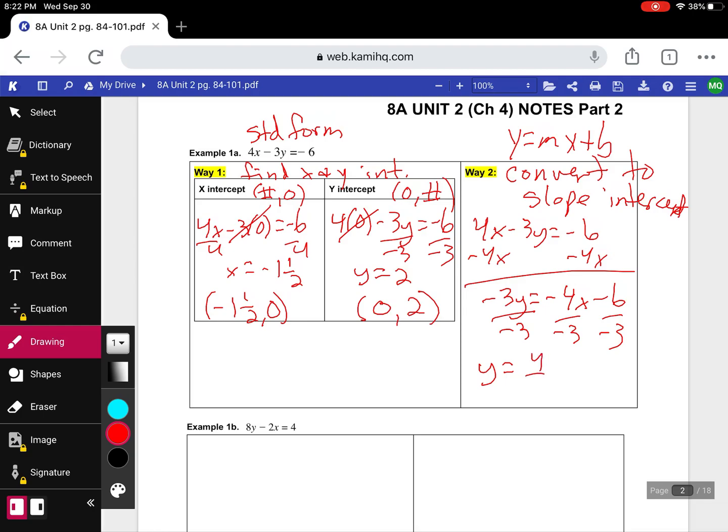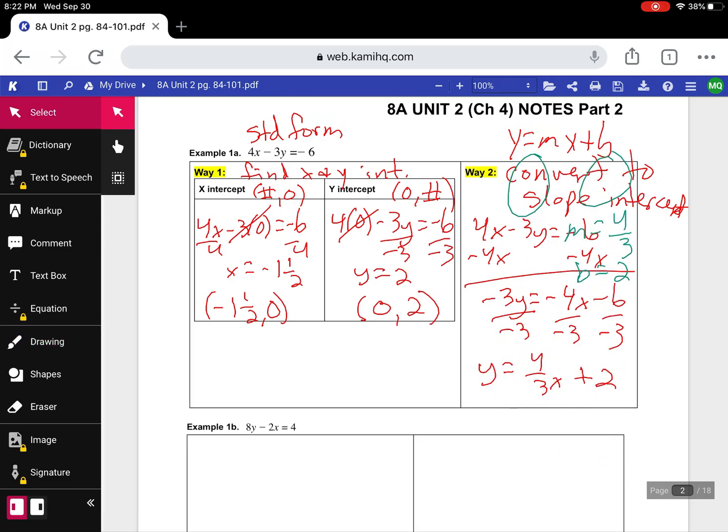Divide by negative 3. We get y equals 4/3 x plus 2. Okay, and from that I'm going to pull my slope, which is 4/3, and my y-intercept, which is 2. Okay, and I'm going to graph that. I graph that by graphing my y-intercept and then counting my slope.